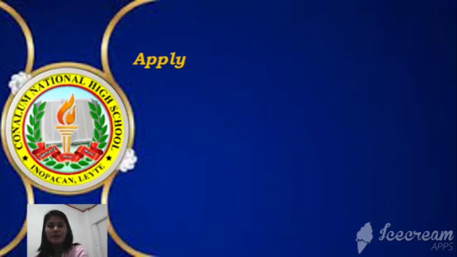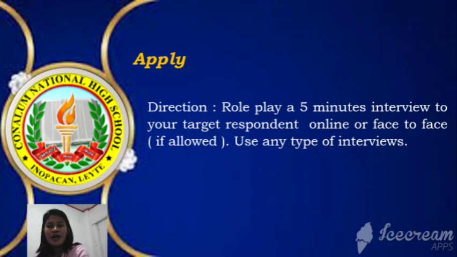Okay, next, apply. Direction: role play a 5-minute interview with your target respondent, online or face-to-face if allowed. Use any type of interview. Again, you still have 2 weeks to prepare for this role play and 5-minute interview. While I am checking your research instrument, you can do this 5-minute interview also. So you can submit it or you can extend the time for this. I will allow you. Just focus on your research instrument construction.